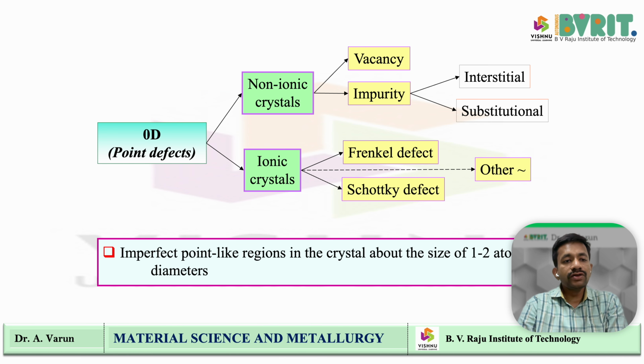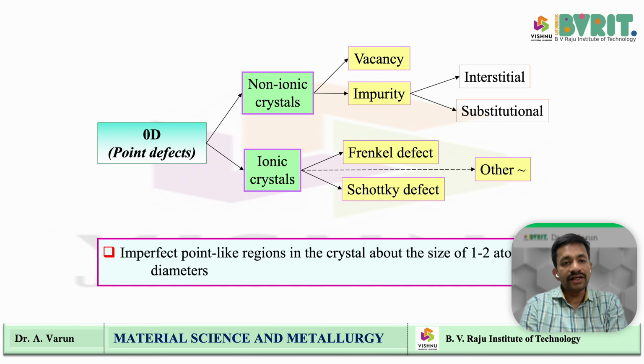All right. So let us closely understand the point defects. You can also call them zero dimension defects. These point defects are further classified into non-ionic crystals and ionic crystals. Ionic crystals are those where the defect involves ions, cations and anions. If it does not involve them and the defects are non-ionic, then they come under non-ionic crystals. Non-ionic crystals can have a simple vacancy or impurity.